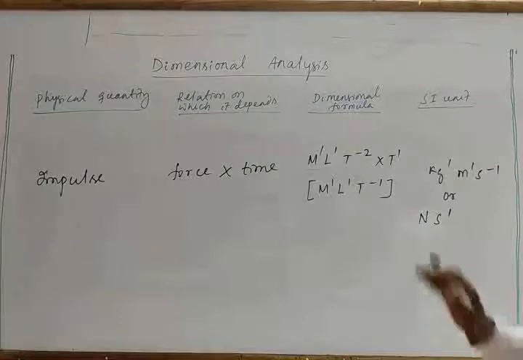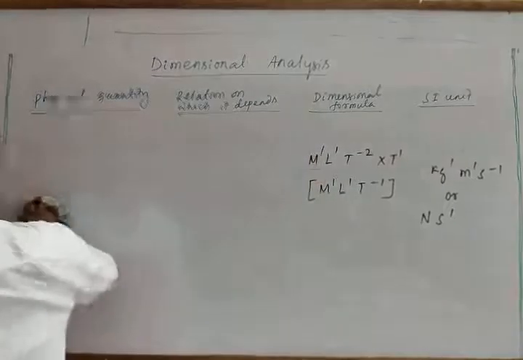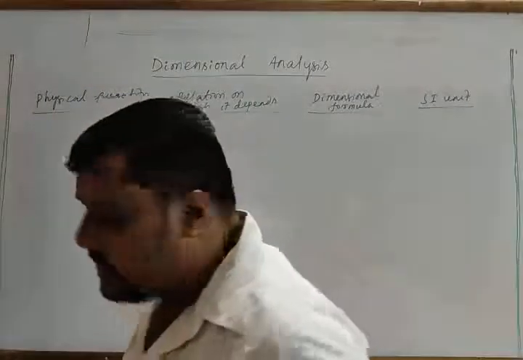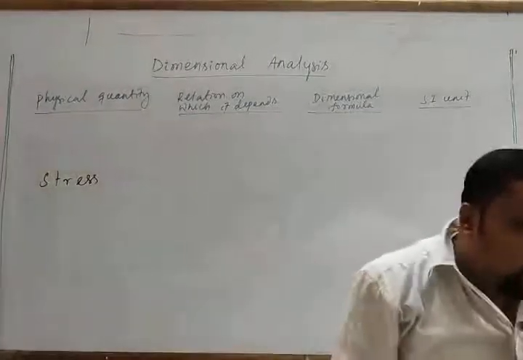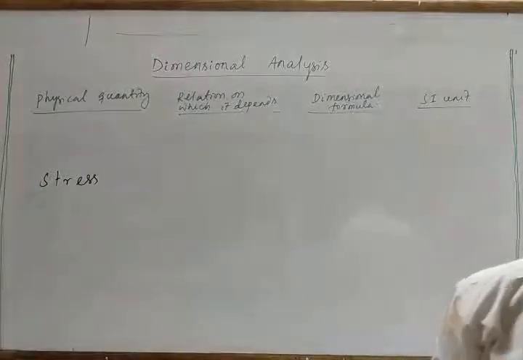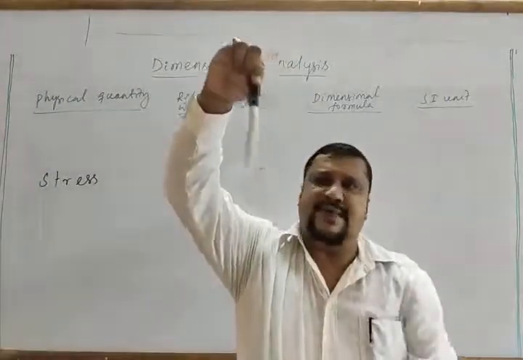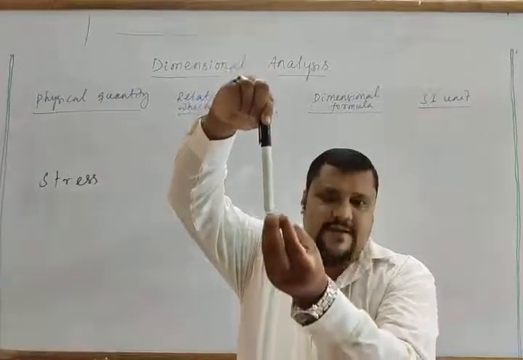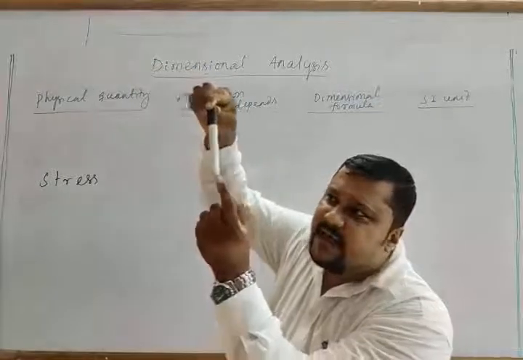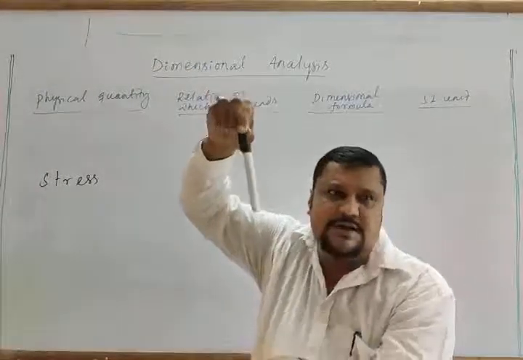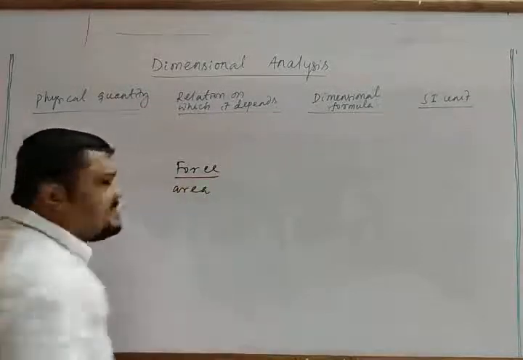Okay. Then another physical quantity is the stress. For the dimension formula of stress: stress is the force acting in a unit area. Take a rope, tie one end, keep this end fixed, and attach a mass or apply a force at the other end. How much force is applied to this area? It has a cross-sectional area. To this area, how much force is applied? That is called stress. Stress is equal to force by area.